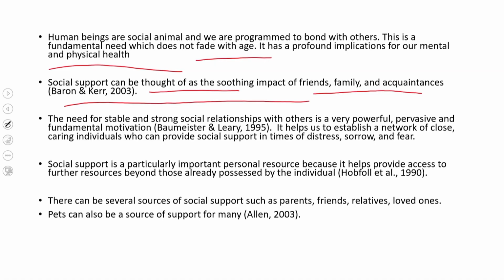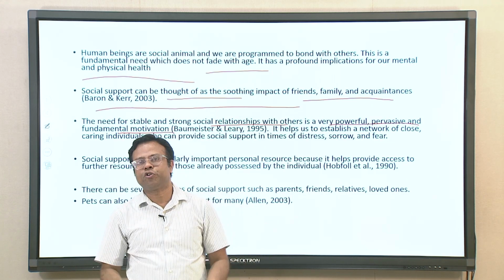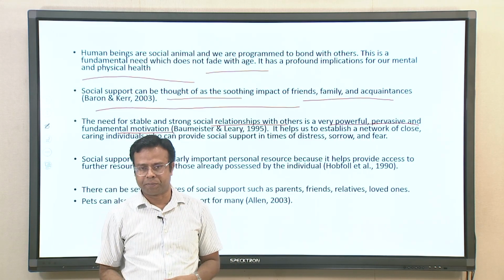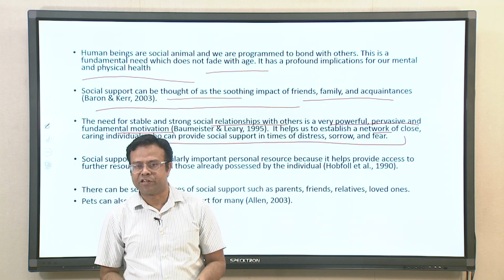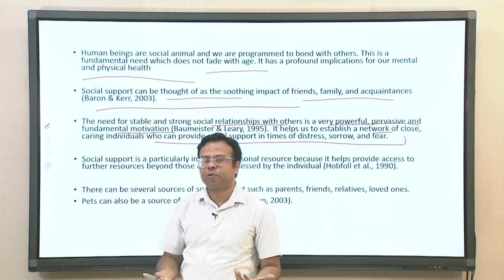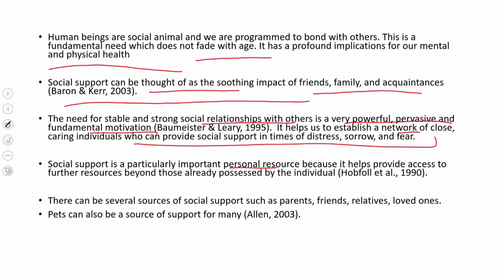So, the need for strong social relationships with others is a very powerful fundamental motivation. This need for social relationships and support is a very powerful motivation within all of us, and it motivates us to connect with other people. It helps us to establish a network of close caring individuals who can provide social support in times of distress, sorrow and fear. That plays a very important role, particularly when we experience crisis in life and so on. So, social support is a particularly important personal resource because it helps provide access to further resources beyond those we already have.